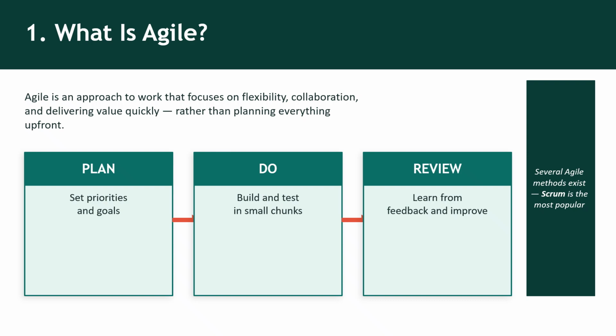1. What is Agile? Agile is an approach to work that focuses on flexibility, collaboration, and delivering value quickly. Instead of planning everything up front and trying to deliver one big final product, Agile teams work in small chunks. They split a project into stages, develop the first stage, test it to see how well it works, learn from the feedback, and then improve it, revising their plans accordingly. It's a plan, do, review cycle with frequent review and evaluation. There are several methods or flavors of Agile, and the method called Scrum is probably the most popular.